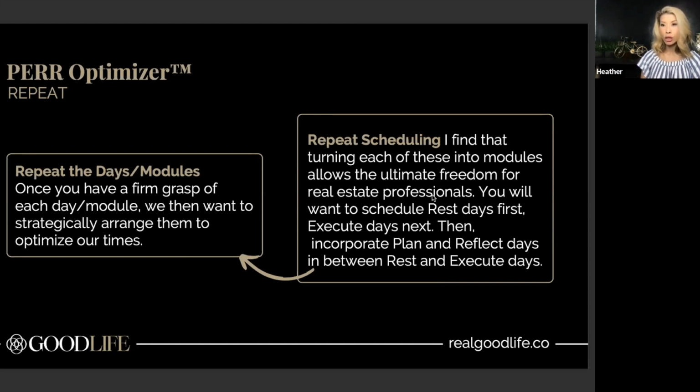And there is a very specific order in which you must schedule. You first want to schedule your rest days first. So that's right. You schedule your personal time first. And then you schedule execute, your revenue generating activity time periods. Then you incorporate both plan and reflect timeframes in between rest and execute to act as a buffer and to transition between those two types of timeframes.